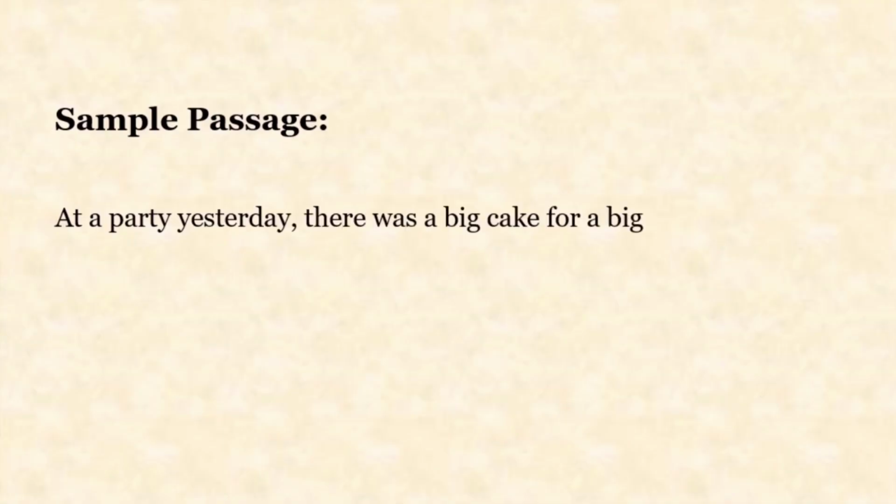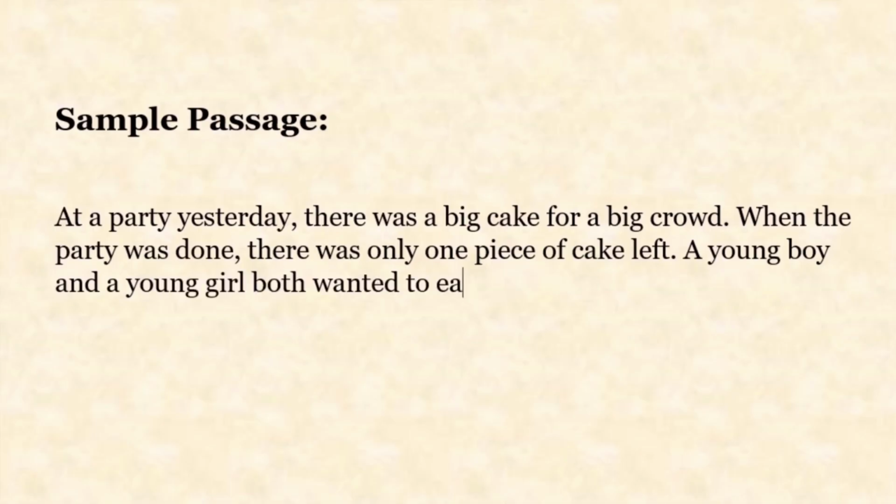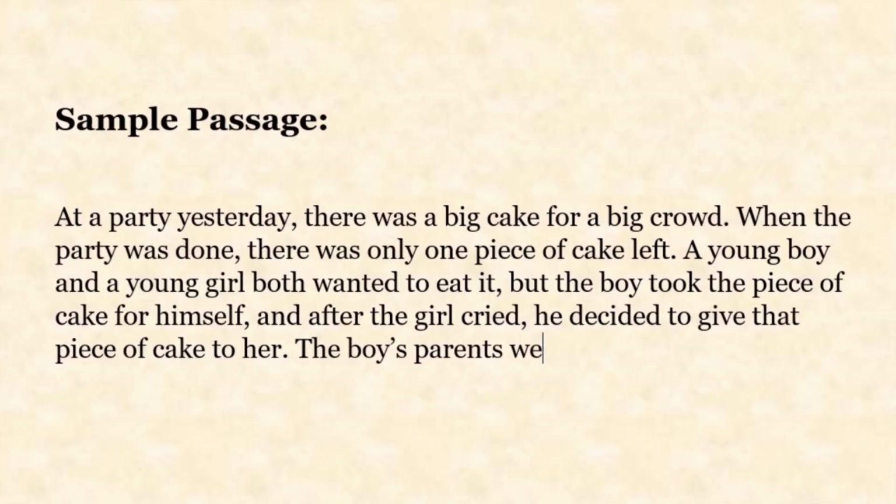At a party yesterday, there was a big cake for a big crowd. When the party was done, there was only one piece of cake left. A young boy and a young girl both wanted to eat it, but the boy took the piece of cake for himself. And after the girl cried, he decided to give the piece of cake to her. The boy's parents were pleased to see that.